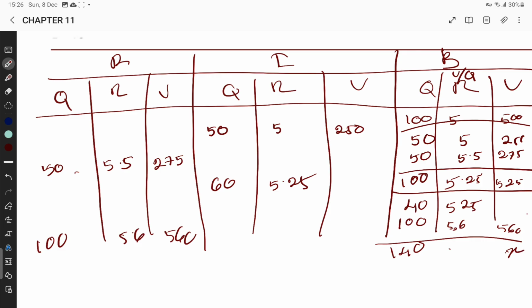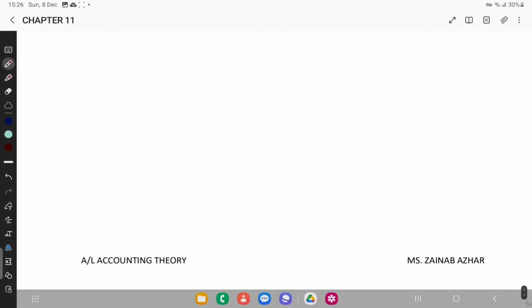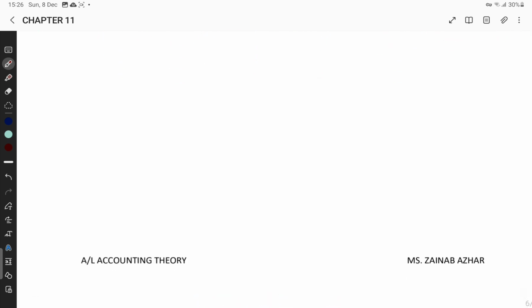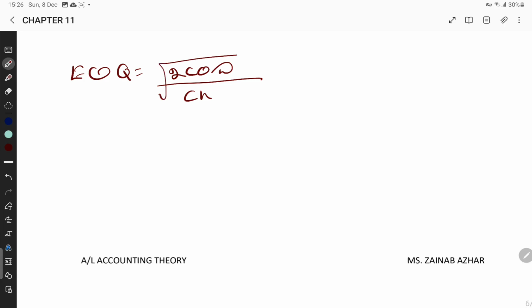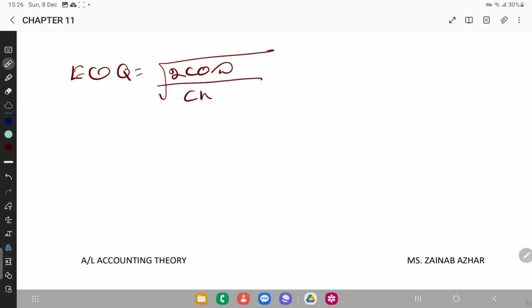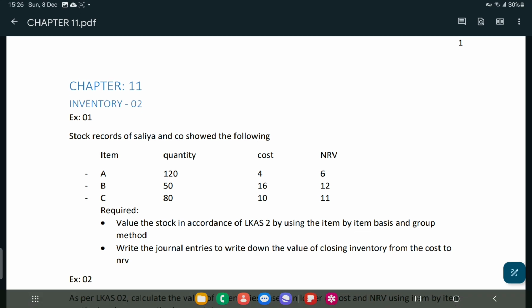Then EOQ. So before I start doing EOQ question, EOQ means how many units we have to order at once so that our total cost will be at its minimum. Okay, so EOQ is equals to the root of 2CoD divided by Ch. So Co is your cost per order, D is your annual demand, Ch is your holding cost. So let me take a question.